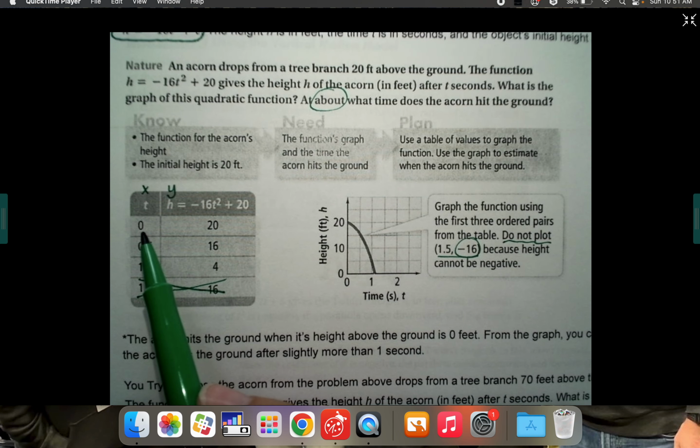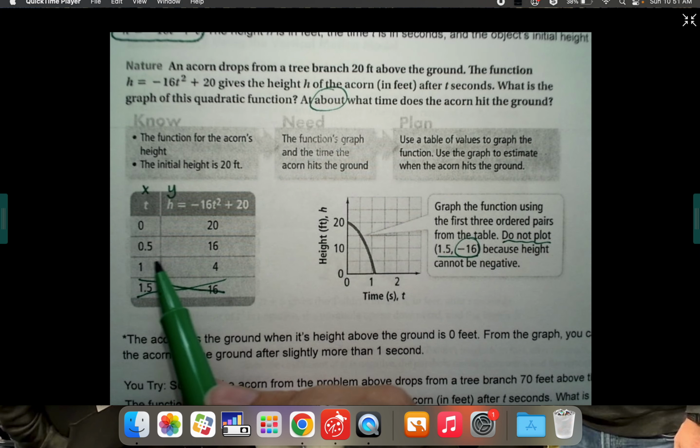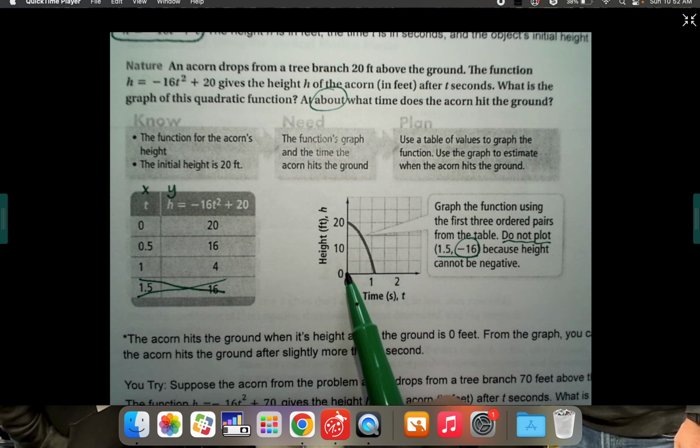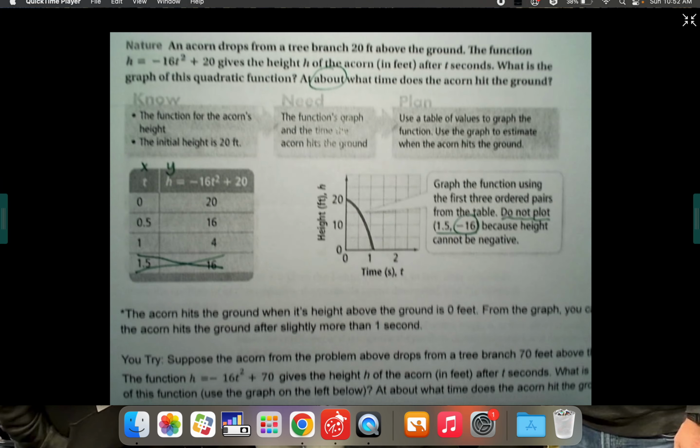So then they just went and plotted this. 0, 20 would be at 0, up 20. 0.5, 16 would be at about 0.5, 16. And then 1, 4 is about right there. And so then it hits the ground just a little bit after.